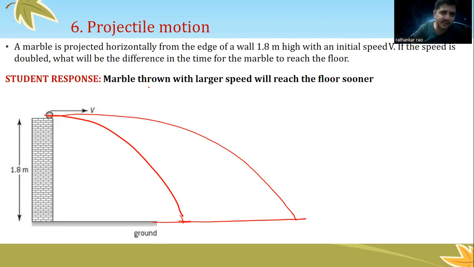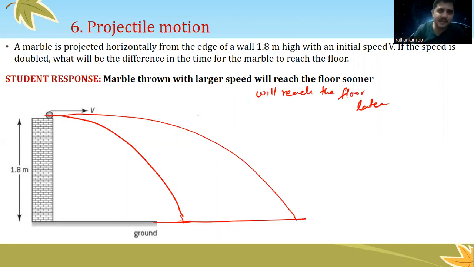Now, what will be the difference in the time for the marble to reach the floor? Usually, what students do is they consider that a marble thrown with the larger speed will reach the floor sooner. That is one answer I expect, and I do get it in the answer papers. The second answer is that the marble thrown with a larger speed travels a larger distance, and as a result will reach the floor later.